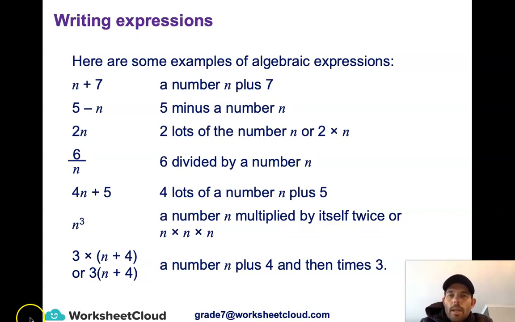Okay? So I would encourage you to have another look through these to make sure you understand what each expression means. Don't be overly concerned that we're using n. We could have used any letter here, but it would all mean the same thing. We could have used x plus 7. It would have just meant a number x plus 7. We could have used 5 minus p, which would have meant 5 minus a number p. Just make sure you understand what each expression means.